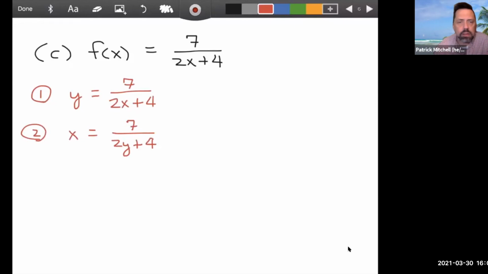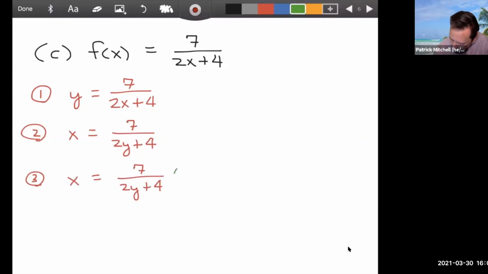Okay, now it gets fun. Step 3, solve that equation for y. Well, this is a good chapter 7 problem, actually. This is a rational equation in y. We have y in the denominator. So the first thing I'm going to do to get y out of that denominator is multiply both sides by 2y plus 4.